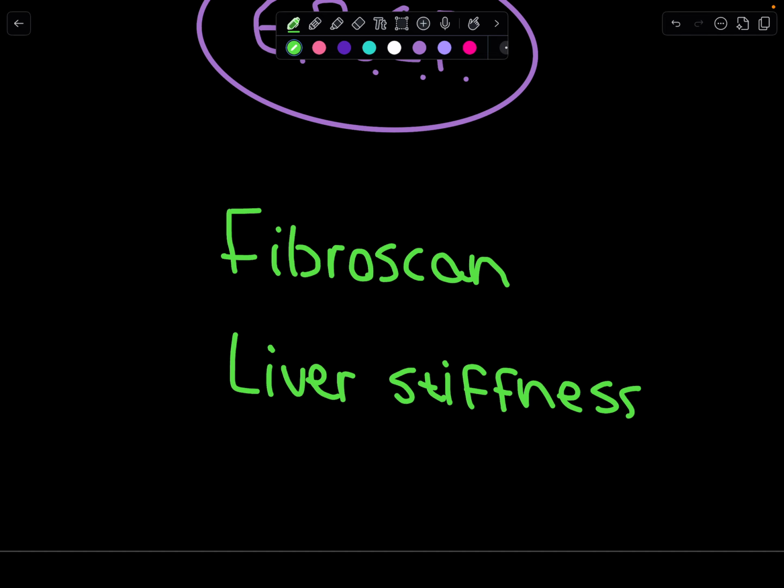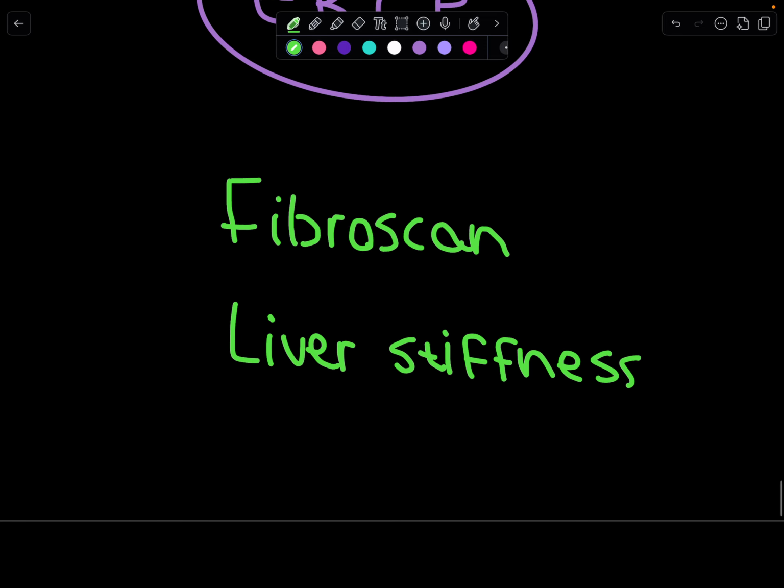Instead, a probe placed on the skin over the liver sends vibrations to gauge stiffness, reported in kilopascals, kPa. Higher values indicate more scarring. It also measures fat via a CAP score, controlled attenuation parameter. It's quick, done outpatient, and tracks liver health without biopsies, though severe obesity or ascites can skew results. Want more on how it compares to biopsy or its role?